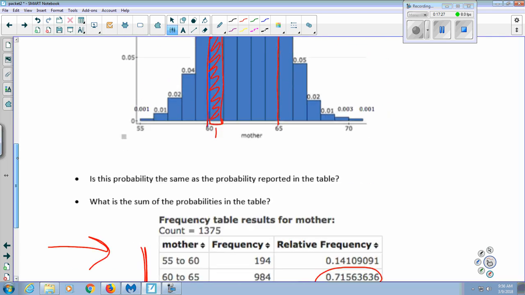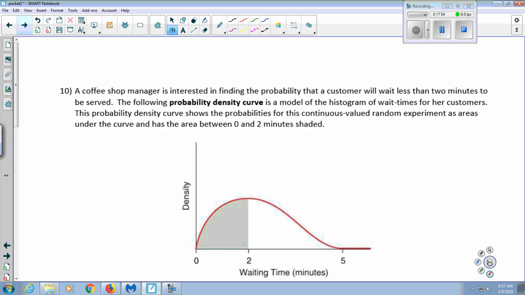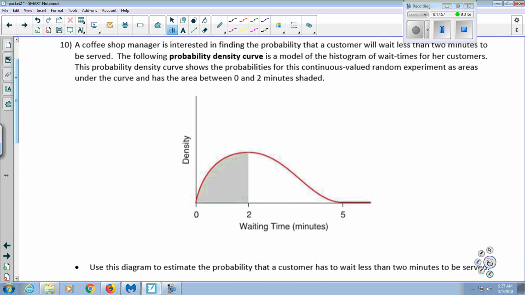And finally, let's look at this last question. What's the sum of the relative frequencies in this histogram? So if we add up the entire histogram or this table, they add to 1 because it's a distribution of all the data. And we're working with the probability. So the probability of selecting a mother that's between 55 and 75 inches is 1. That's everybody's in that case. So let's look at one more example in this section.